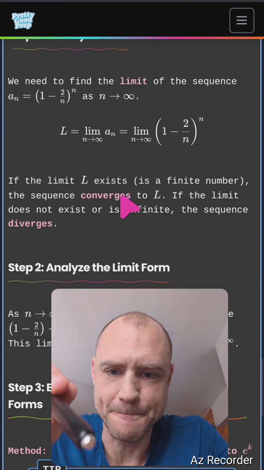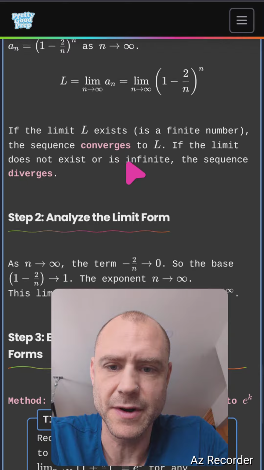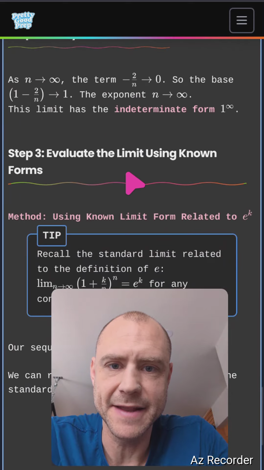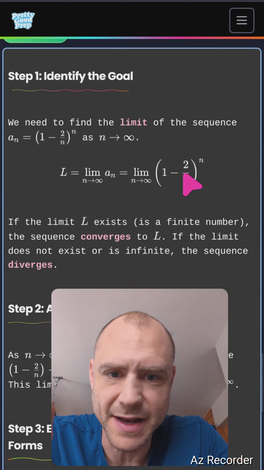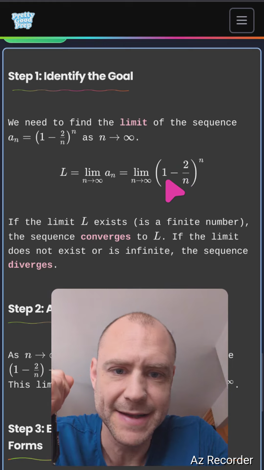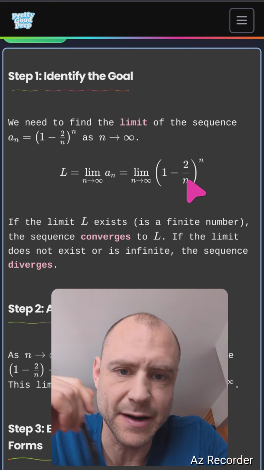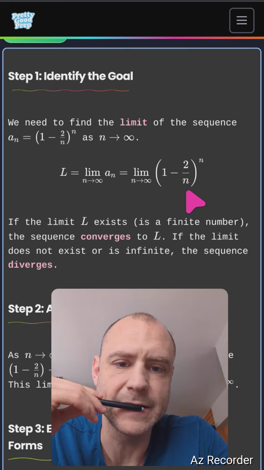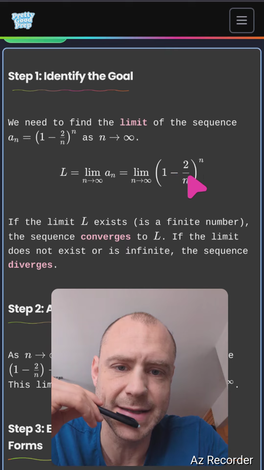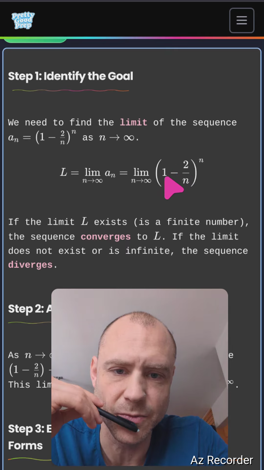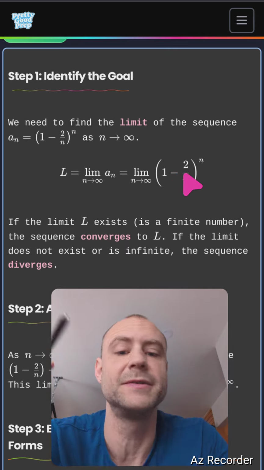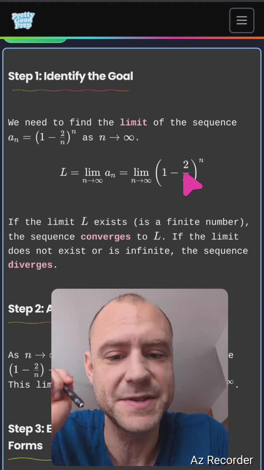And some of the stuff I already kind of explained just now. The problem is, if you look at this, the stuff inside the brackets, as n gets really, really large, 2 over n gets close to 0. So this 1 minus this gets close to 1 because it's 1 minus something close to 0. It's not ever 0, it's just close to 0.